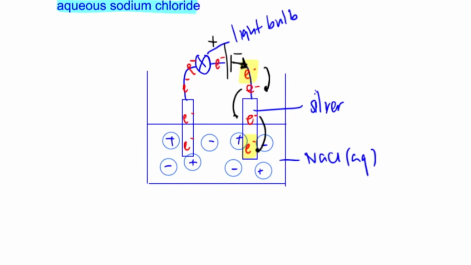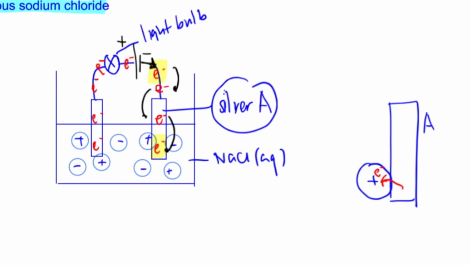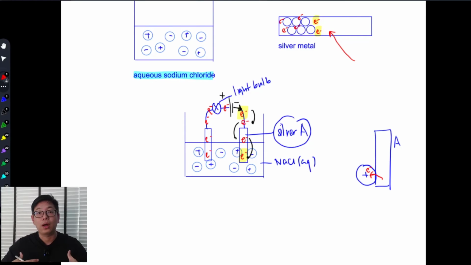So if I were to expand the diagram, let's call this silver A. If this is A, the electron will basically be pushed into whatever cation is in contact with the electrode, or with the metal bar. So whatever cation is in contact with the silver metal bar will gain one electron. But this makes the electrolyte, the sodium chloride, no longer electrically neutral.